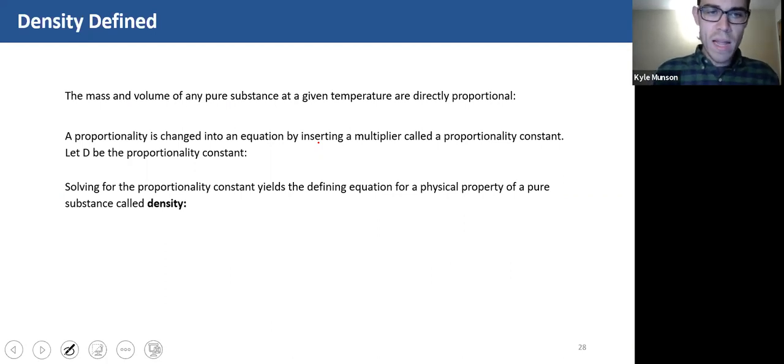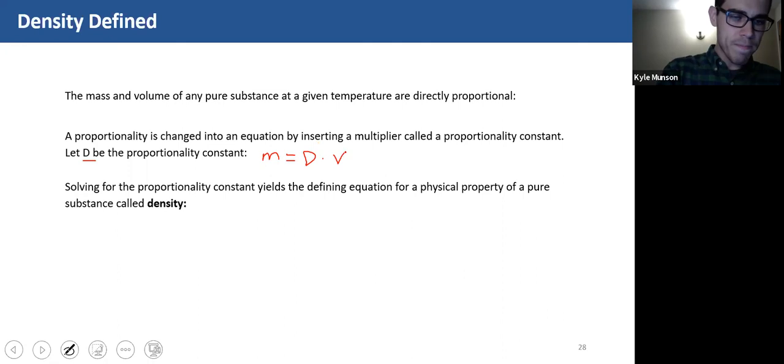And a proportionality is changed into an equation by asserting a multiplier called the proportionality constant. So for example, let D be that proportionality constant. We could say that mass is equal to some proportionality constant times volume, all right? So solving for the proportionality constant yields the defining equation for a physical property of a pure substance called density.